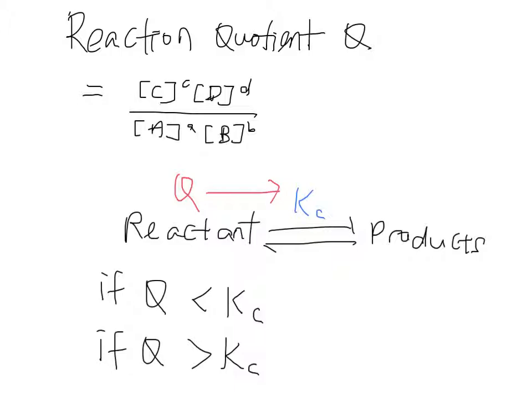However, if you find that your calculated reaction quotient is larger, so that means it's here, larger compared to the equilibrium constant, therefore the reaction will now go backwards. So this is how you use the reaction quotient and equilibrium constant to predict the direction of the reaction.